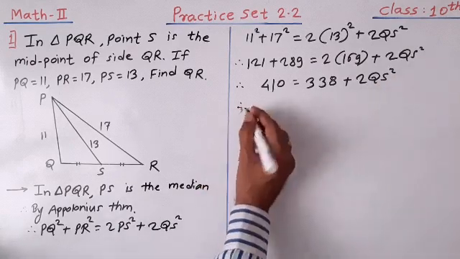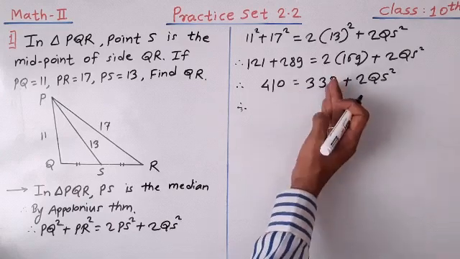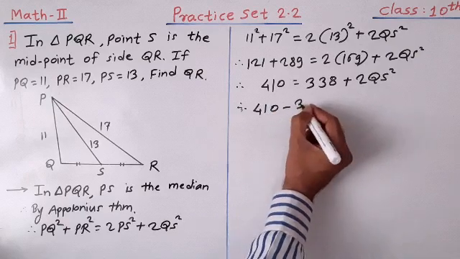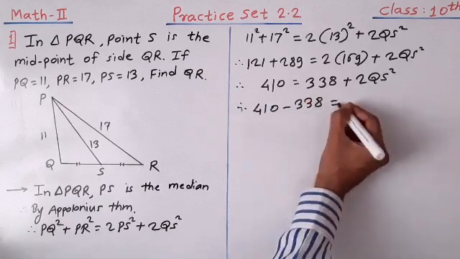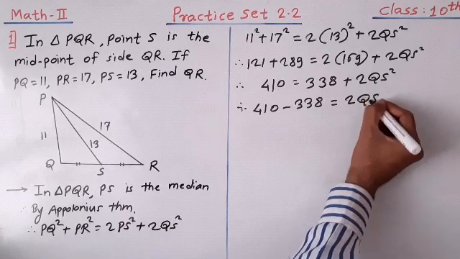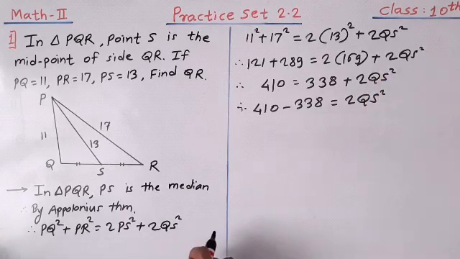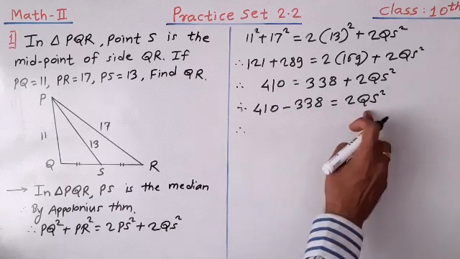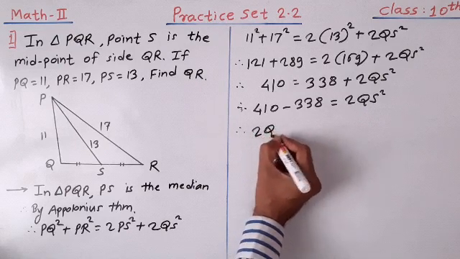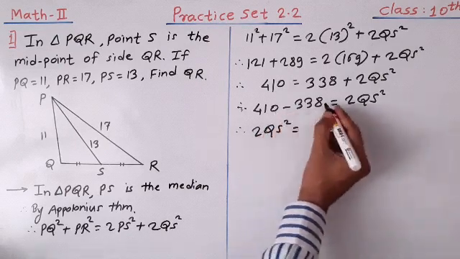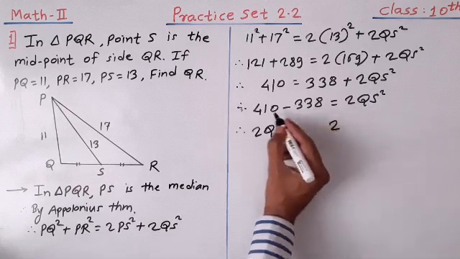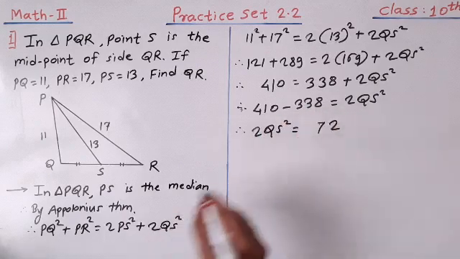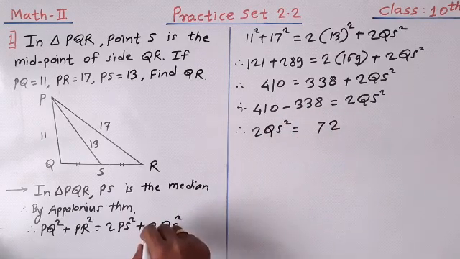Now these two terms are like terms. So if 338 is shifted to the left hand side, it becomes minus 338. The right hand side will be 2 times of QS square as it is. Now let us do this subtraction and the answer will be written on the right side. This will be left side. 2QS square is equal to 10 minus 8, 2, carry 1, 4, 11 minus 4, 7, carry 1, 4 minus 4, 0. That 0 we are not going to write here.